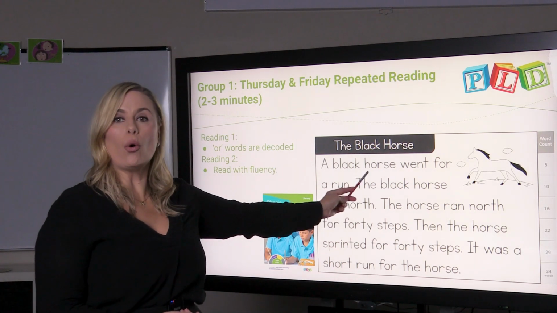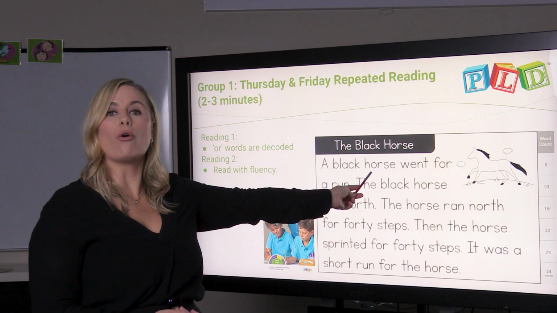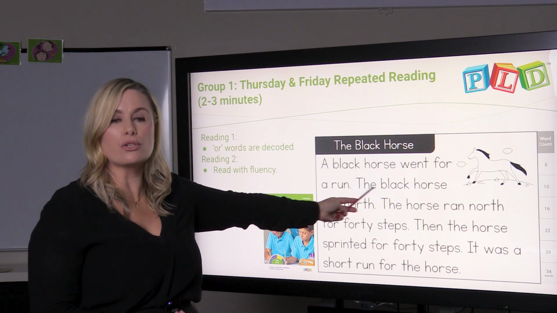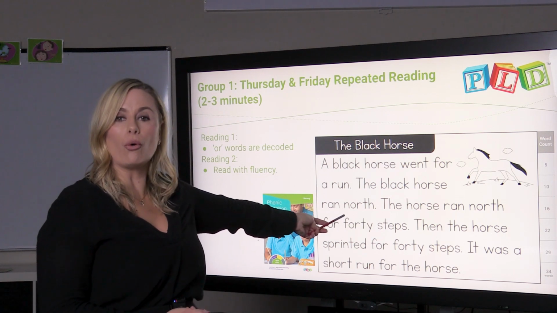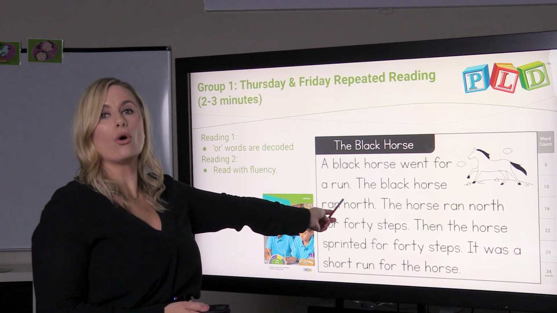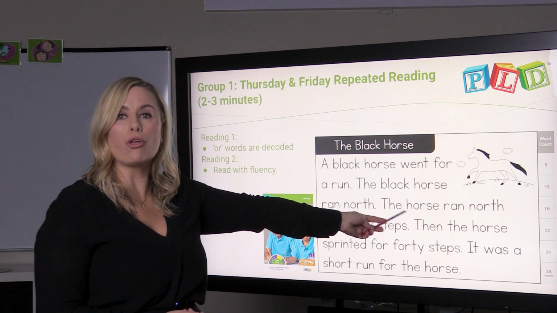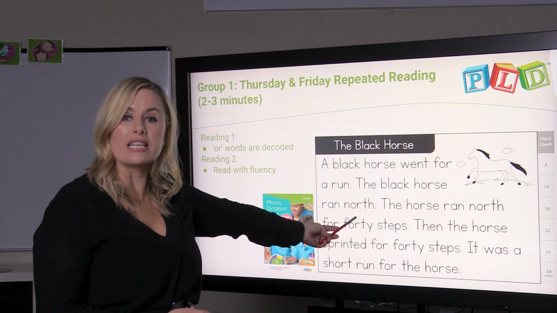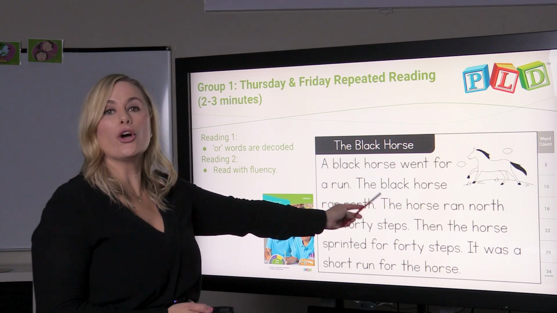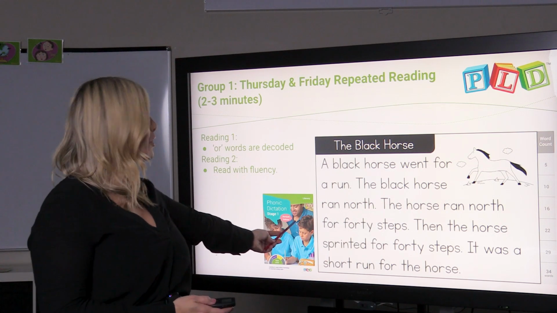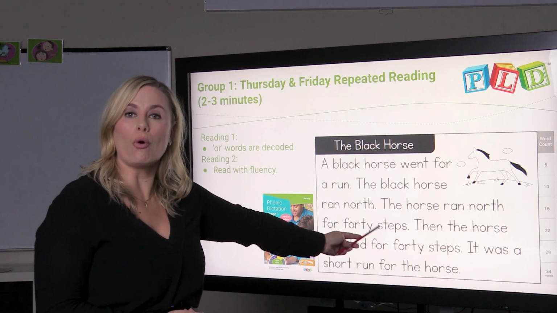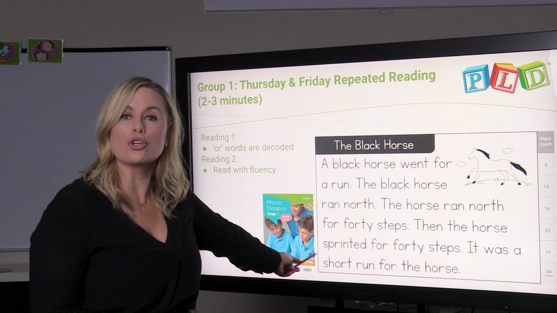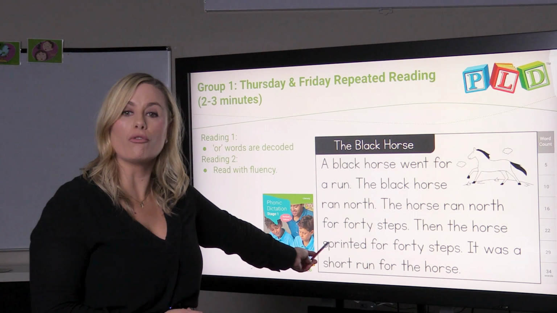A black horse went for a run. The black horse ran north. The horse ran north for 40 steps. Then the horse sprinted for 40 steps. It was a short run for the horse.